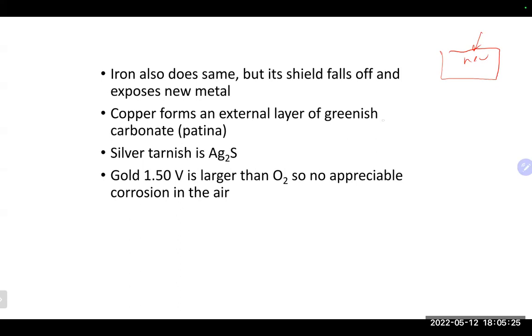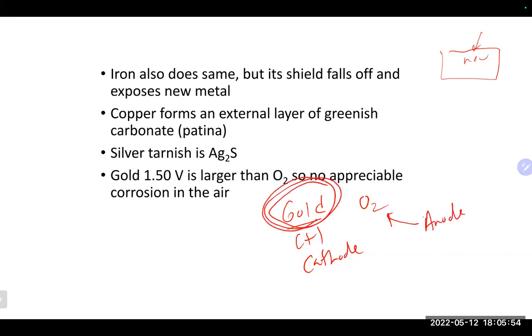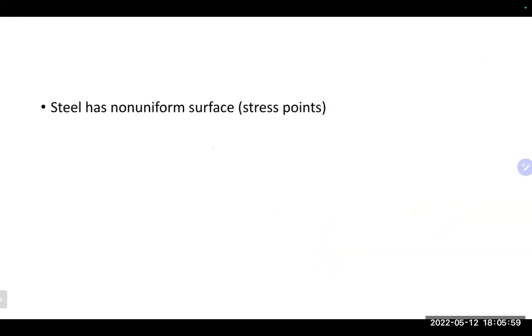Copper forms a nice greenish patina as it goes through oxidation. Silver tarnish is silver sulfide. And gold, with an SRP value of 1.5, is larger than oxygen, so gold will not really go through any type of corrosion. That's because when gold and oxygen get together, gold is more positive, so gold acts as the cathode and oxygen acts as the anode, and that means no oxidation of our gold in this particular case.